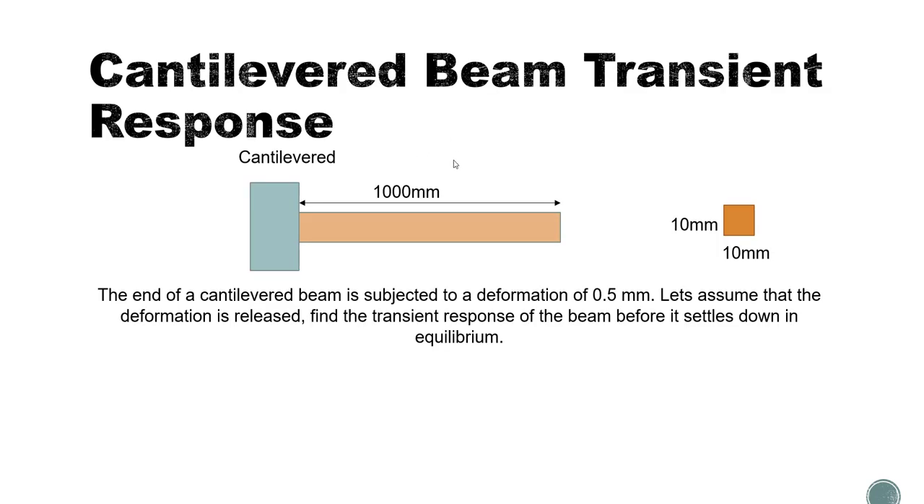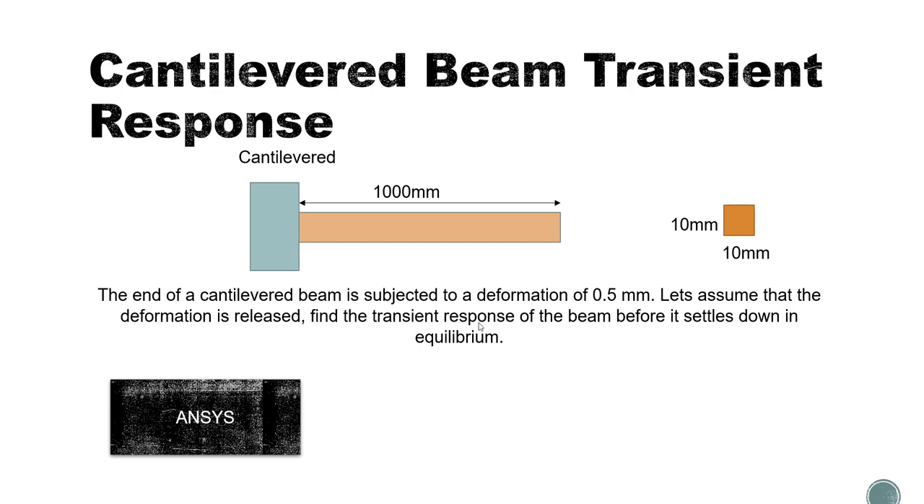We have a cantilevered beam, and this time it has a dimension of 1000 millimeters. Let's suppose that due to certain loading, the end of the beam is subjected to an initial deformation of 0.5 millimeter, and after this deformation, if the load is suddenly removed, we want to find the transient response of the beam before it settles down to a deflection of 0 millimeter. So if the beam is linear, let's solve this problem in ANSYS.